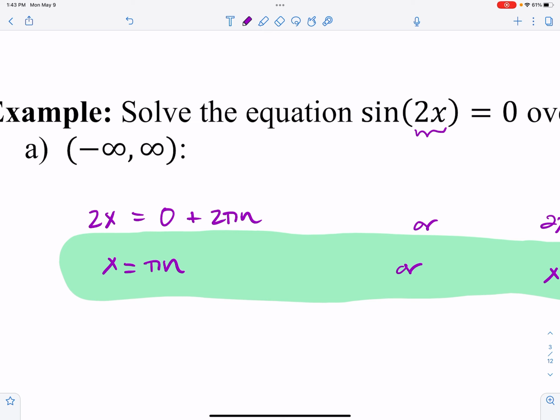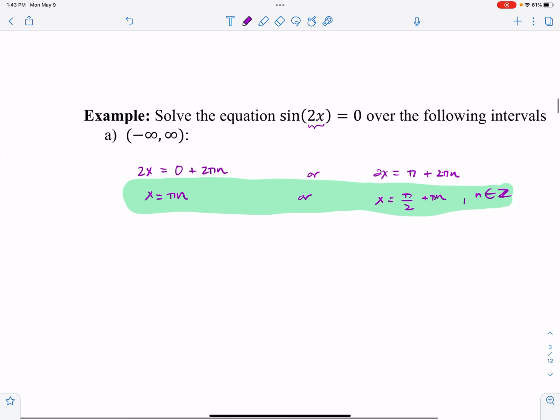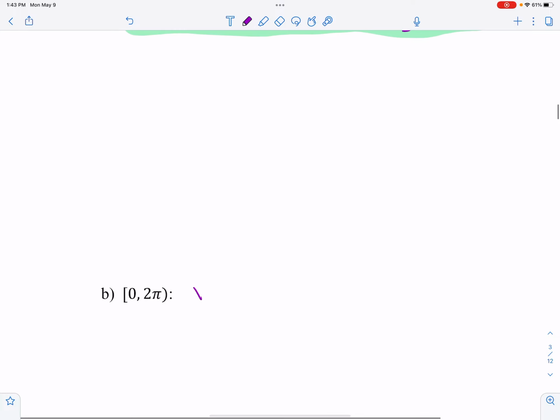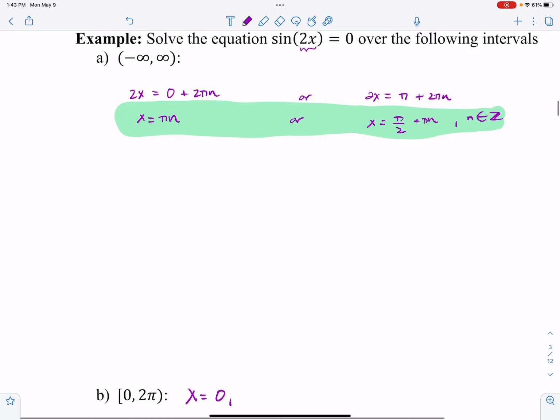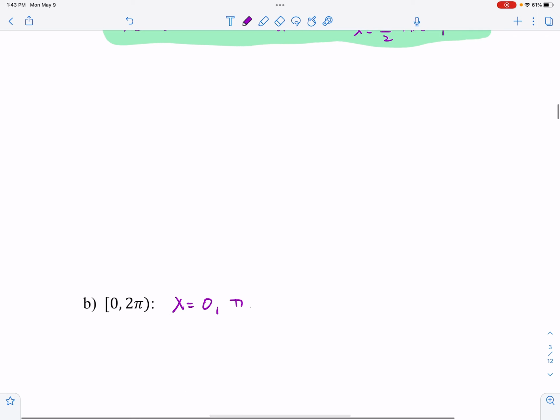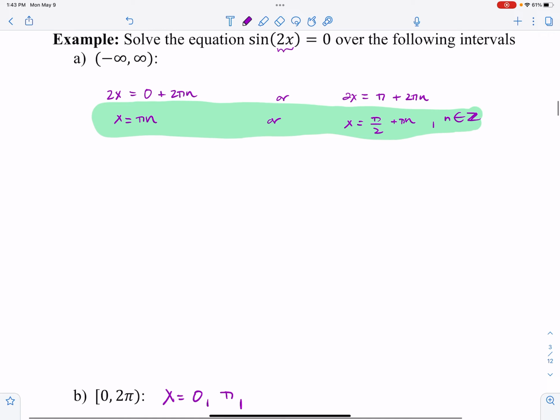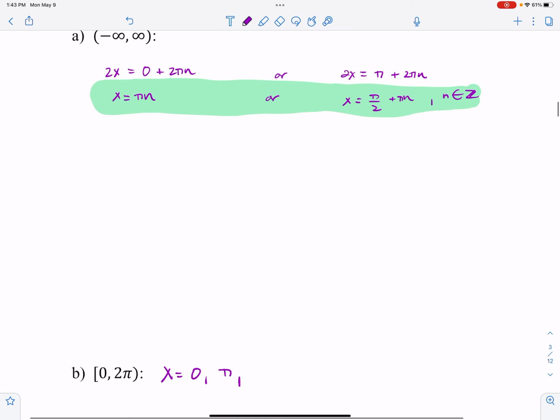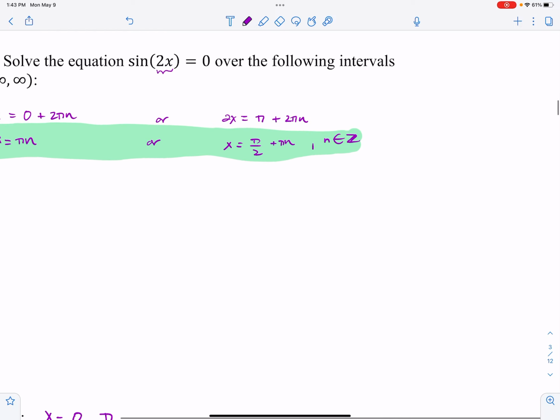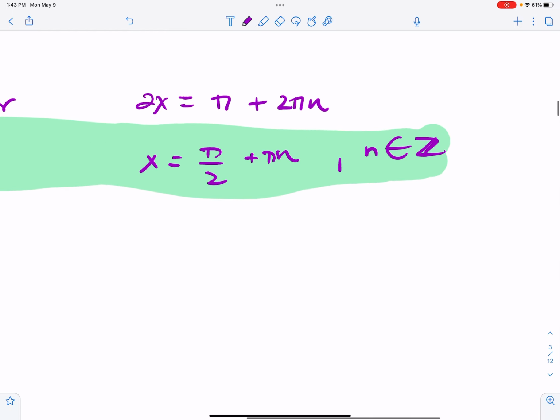So like if we let n equal to -1, we get negative pi, which is outside of the interval that we're solving over. If we let n equal to 0, well, 0 is included in this interval. And then we can think about letting n equal to 1, and that would give us pi. If we let n equal to 2, that's 2 pi, which is outside of the interval, right? 2 pi is not included. So then we're done with that equation. We can go over to the second one.